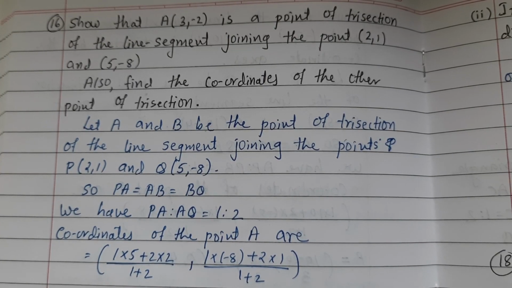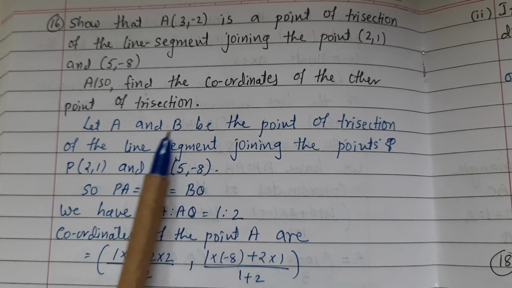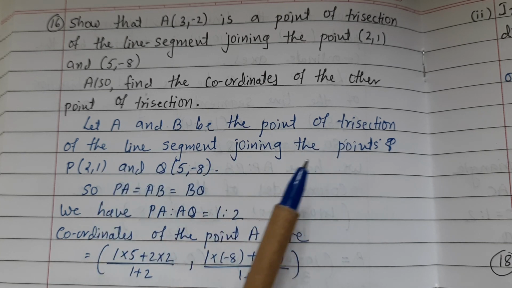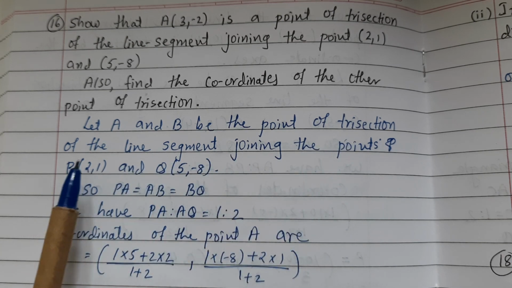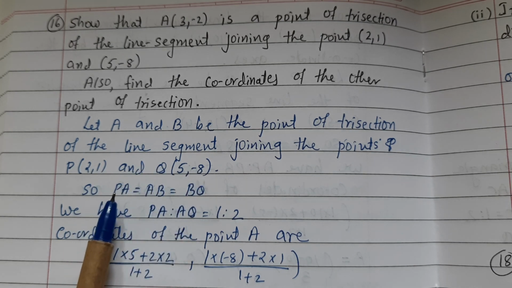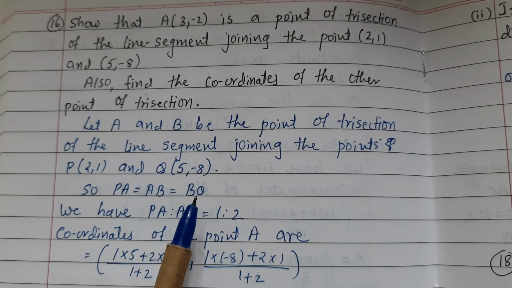Sum number 16. Show that A(3, -2) is a point of trisection of the line segment joining the points (2, 1) and (5, -8). Also find the coordinates of the other point of trisection. Let A and B be the points of trisection of the line segment joining the points P equal to (2, 1) and Q equal to (5, -8). So PA equals AB equals BQ.